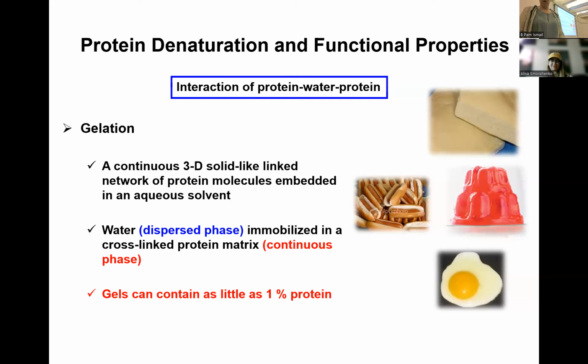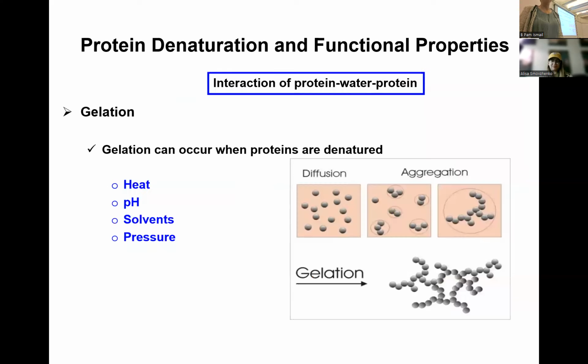depending on the source. So to form a gel, first you have the protein and you want it to be denatured. You can induce denaturation mostly via heat treatment, and then with continuous heat you form soluble aggregates. The soluble aggregates start forming a network, and the water is embedded within that formed network.